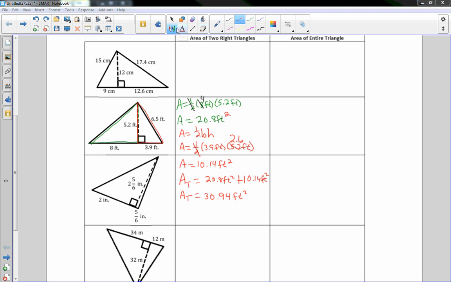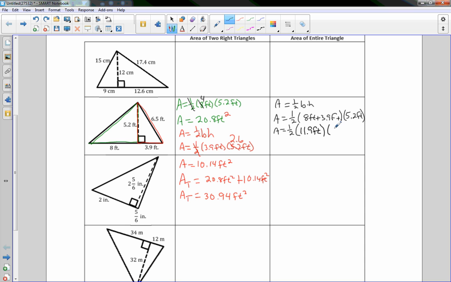Okay, so now I'm going to find the area of the whole thing. So the area of the whole thing will be the same formula. Area equals 1/2 base times height. Substitute in my givens. Now my base is the sum of this base and this base, which is 8 feet plus 3.9 feet, times the height of 5.2 feet. PEMDAS says addition first, then multiply. So 8 feet plus 3.9 feet is 11.9 feet.